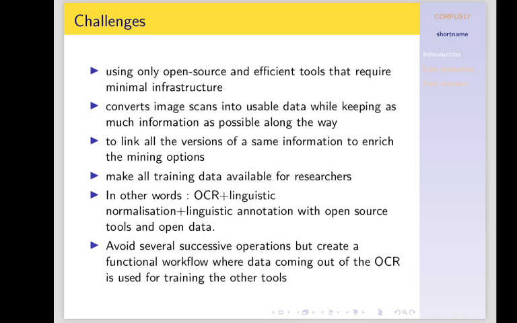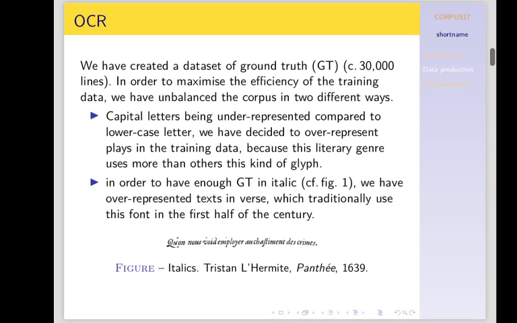Another thing that is important in this idea of all these tools is that it cannot be successive operations, but what we need is a functional workflow where the data that is coming out of the OCR is used for training the other tools. Because then, if you train the linguistic normalizer on data that doesn't look like the one coming out of the OCR, obviously it will not work.